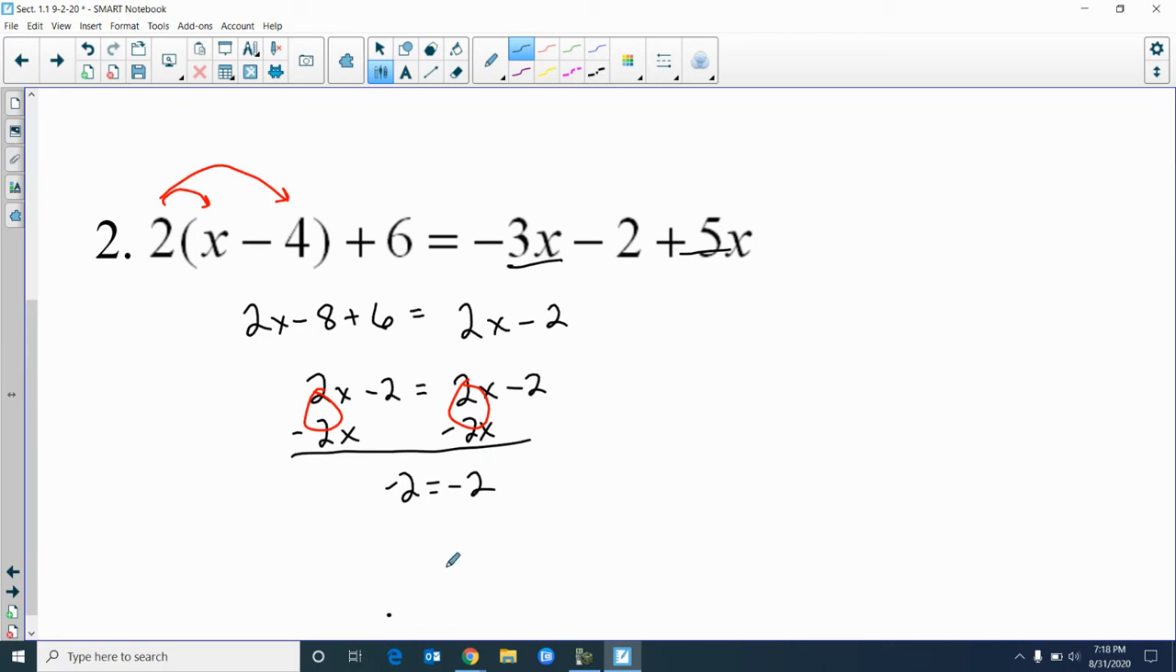All right, what's the answer? You just cannot leave that. You cannot just say true statement. There, you need to state what the solution is, and when that is true, it is all real numbers. Any number will work for x. It doesn't matter what it is, because basically each side is exactly the same.